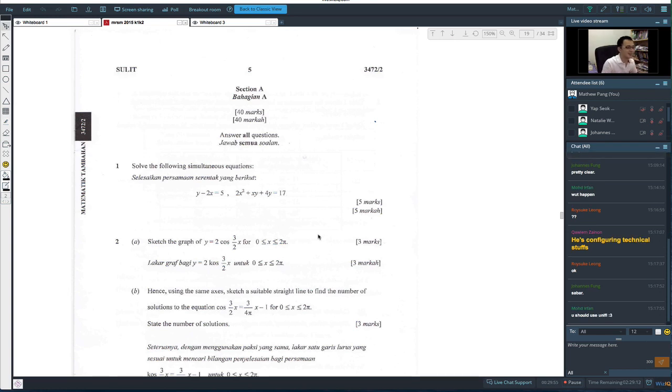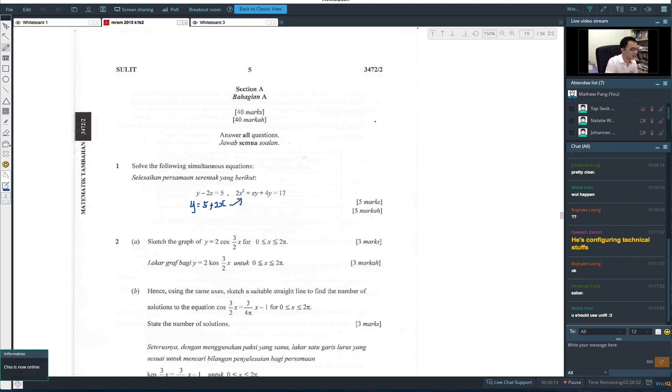Okay, the first question is very simple. It's a simultaneous equation. So just make one of the variables the subject. First thing, of course, I will make y the subject. So y equals 5 plus 2x. Then I am going to substitute this equation into the other equation.